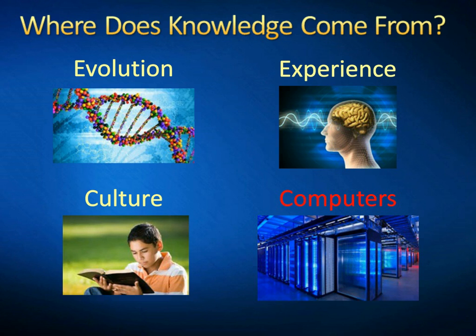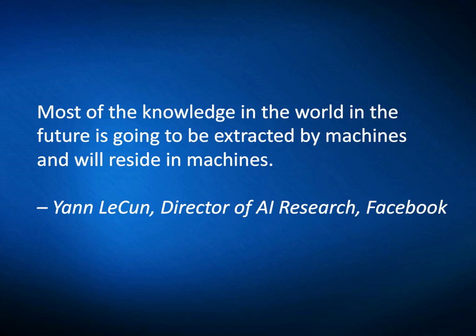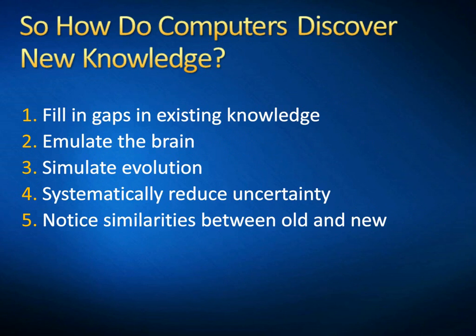In fact, Yann LeCun, the director of AI research at Facebook, says that most of the knowledge in the world in the future is going to be extracted by machines and will reside in machines. So, how do computers discover new knowledge? Well, there are 5 main ways, and that's what most of this webinar is going to cover. The first main way is to fill in gaps in existing knowledge, much like scientists do when they work. Formulate hypotheses, check them against data, see what's missing, see what's wrong, refine them, and so on.